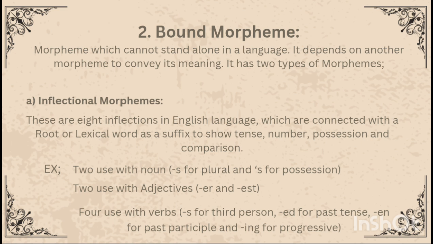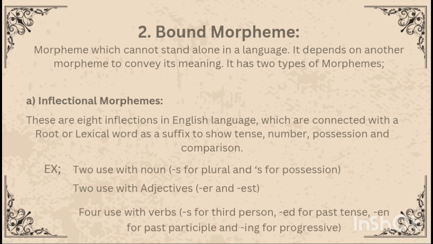Let's see how. Firstly, the definition: morphemes which cannot stand alone in a language. It depends on another morpheme to convey its meaning. Yes, because they are dependent, they are bound to another morpheme to convey their meaning. It has two types, inflectional morpheme and derivational morpheme. Now see, what are inflectional morphemes?